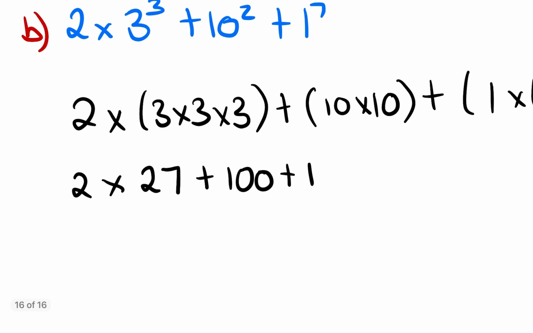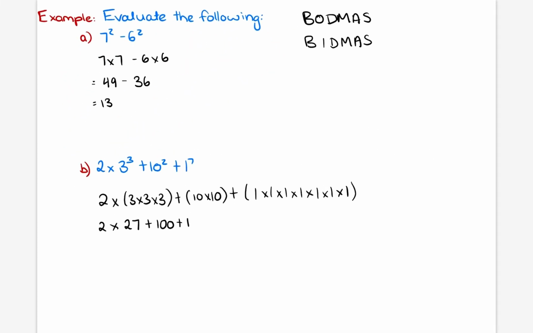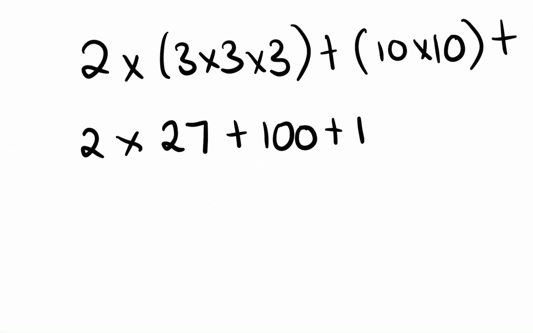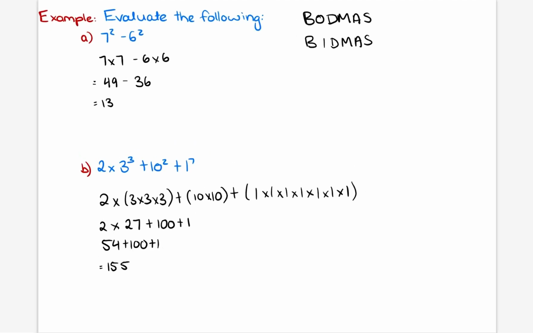Now go back to my BIDMAS. I need to deal with the multiplication before I can deal with that addition. So 2 times 27 gives me 54. So now I've got 54 plus 100 plus 1, which then gives us the grand total of 155. And that is how we deal with it.